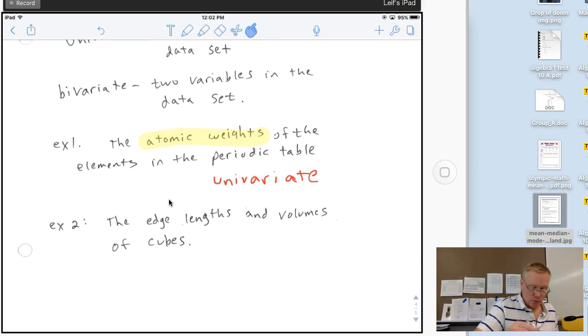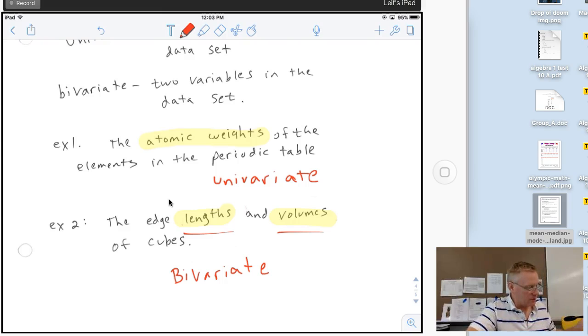And then example 2 would be the edge lengths and volumes of cubes. So I got two things there that I'm measuring, the edge lengths and the volumes, so that therefore is bivariate, because that's what you're measuring. Two things. All right.